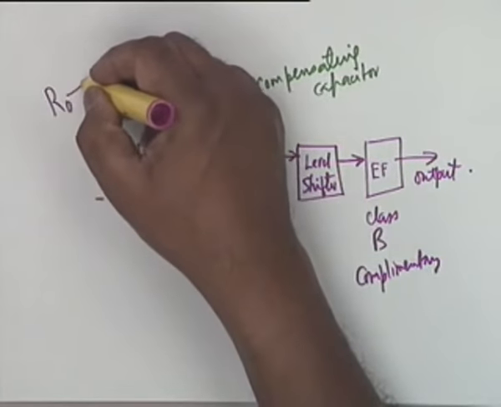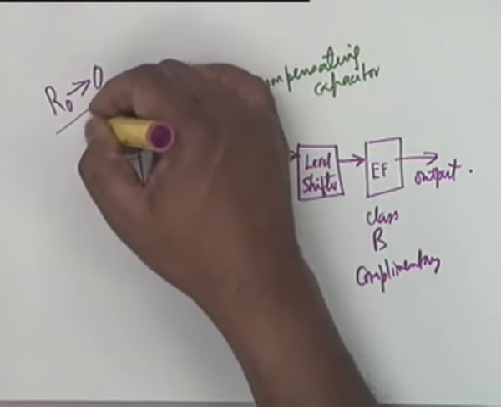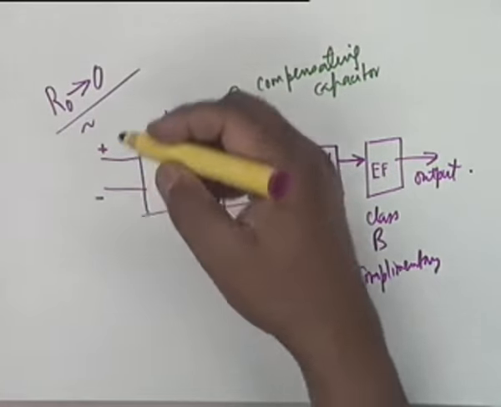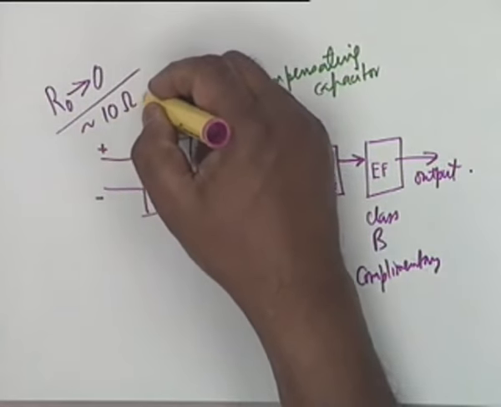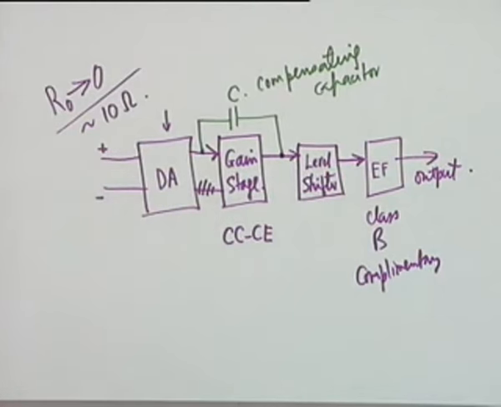Several tens of ohms. This was one of the imperfections which I did not mention. The output impedance, we usually assume this to be 0, but in an actual op-amp it's of the order of several tens of ohms. Okay, 100 ohms is not very uncommon.